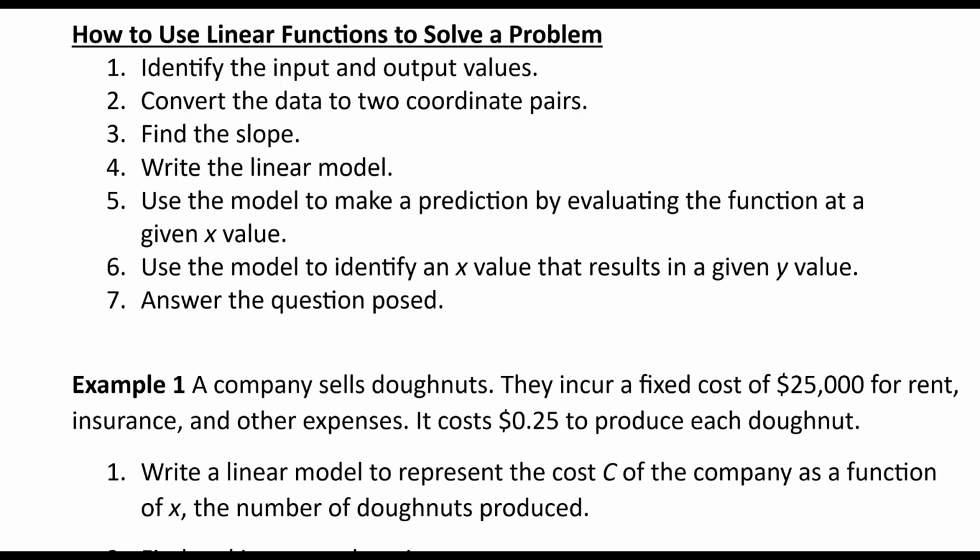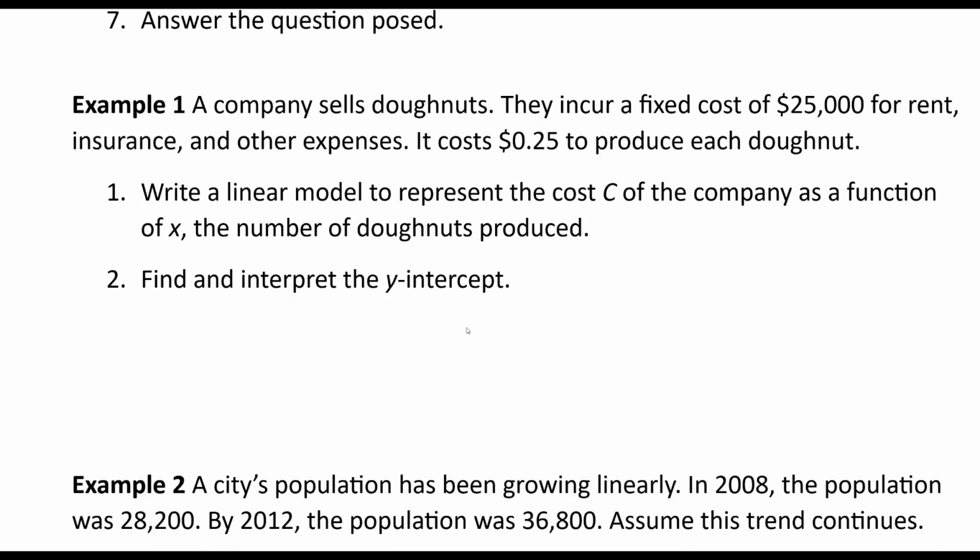Okay, we're going to talk about how to use linear functions to solve a problem. Step 1, identify the input and output values. Step 2, convert the data to two coordinate pairs, like an x and a y, or t for time and f of t if you have a function. Find the slope. Write the linear model. Use the model to make a prediction by evaluating the model at a given x value, and use the model to identify an x value that results in a given y value. Answer the question posed. So, first question.